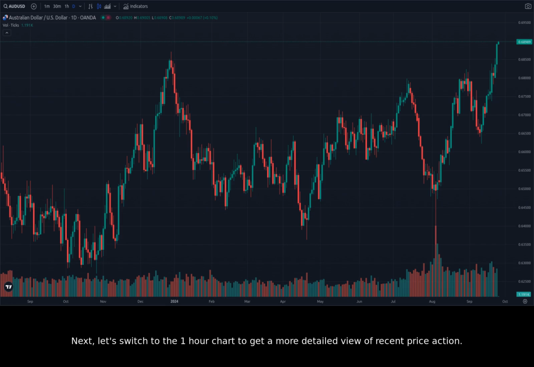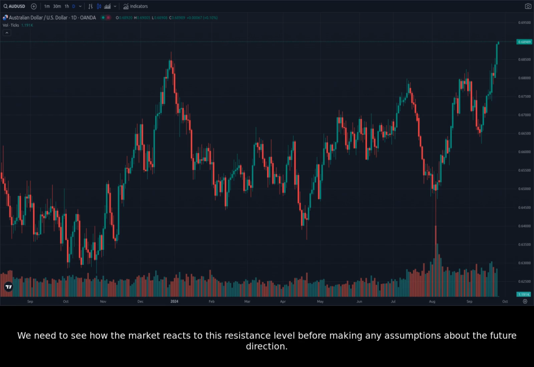Next, let's switch to the 1-hour chart to get a more detailed view of recent price action. Here, we can see a clear uptrend. The price has been consistently making higher highs and higher lows. However, the price is currently trading near a key resistance level around 0.6850. This level has acted as resistance in the past. We need to see how the market reacts to this resistance level before making any assumptions about the future direction.